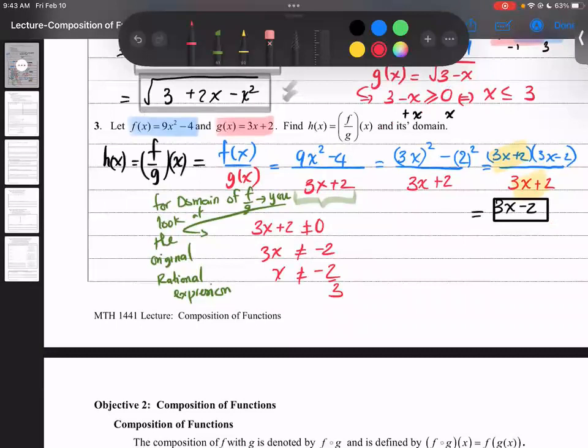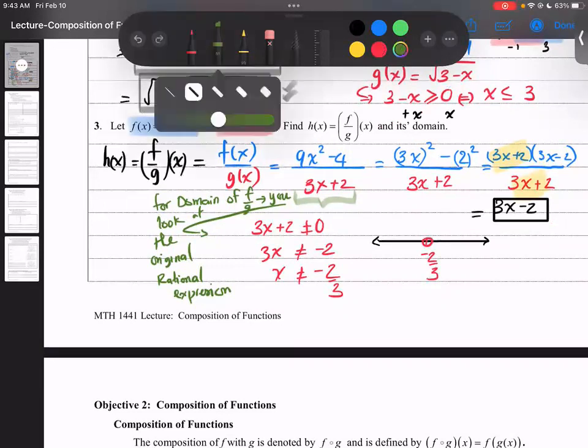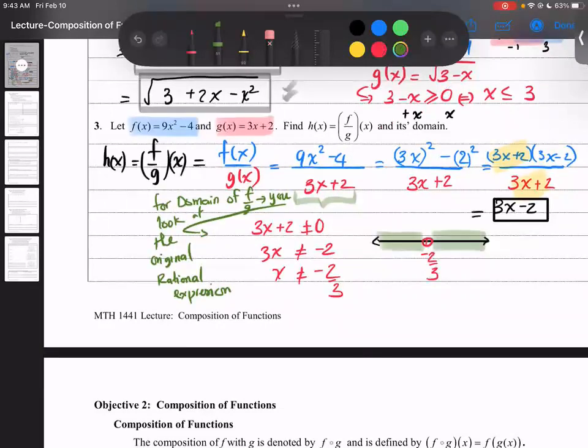If you were to write it in interval notation, how would you write it? Maybe it helps if you draw it out. Here is -2/3. I cannot take it, so I do a hollow circle. Everything but that. Going from left to right, I skip -2/3 and then move on. So my final domain will be negative infinity to -2/3, with a parenthesis at -2/3 because we're not including it, union -2/3 to infinity.